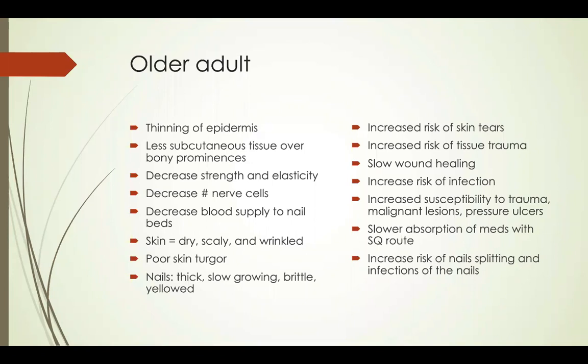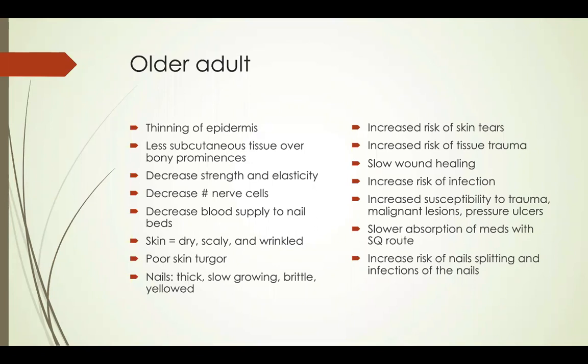Their skin is not as strong. It doesn't have as much elasticity, as much bend to it. They have fewer nerve cells, so their nerve cells aren't communicating to their brain that there's a pressure, there's an injury, whatever it is. They have decreased blood supply to the nail beds. The skin gets drier, it gets scaly, it gets wrinkled. They don't have good skin turgor. Their nails get thicker, they're slower to grow, they're brittle, they break easier, they get yellowed.